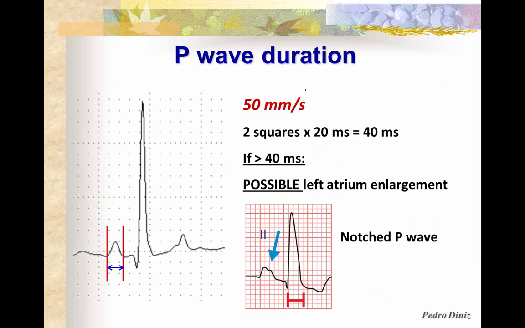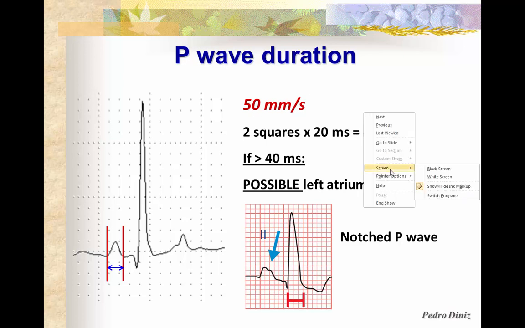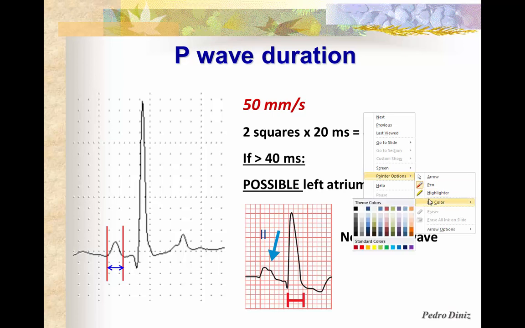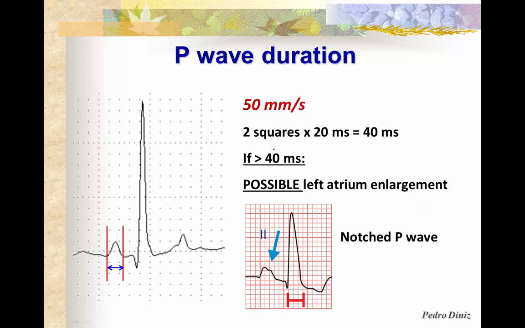Okay, so when you talk about the size of the wave, if we are reviewing an ECG that was recorded at 50 millimeters per second, which is the fastest speed that we normally use in practice, each one of these tiny little boxes here has 20 milliseconds in time. So from here to here, it's 20 milliseconds in time.